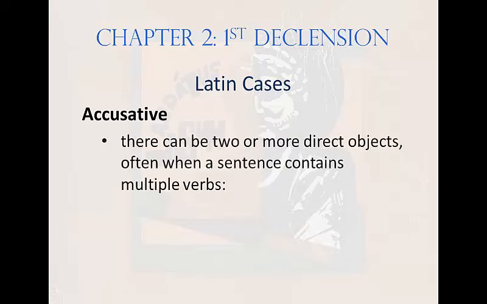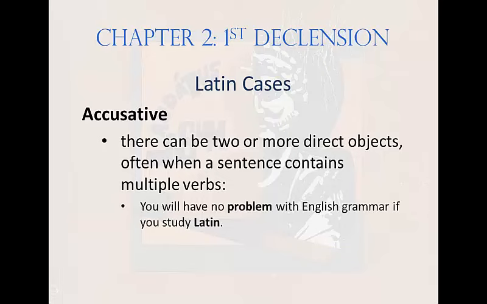You should note that there can be 2 or more direct objects in a sentence, often when that sentence contains multiple verbs, such as, you will have no problem with English grammar if you studied Latin. There are two direct objects in this sentence. The first is problem, the object of you will have. The second is Latin, the direct object of study, the second verb in the sentence, the one inside the if clause.